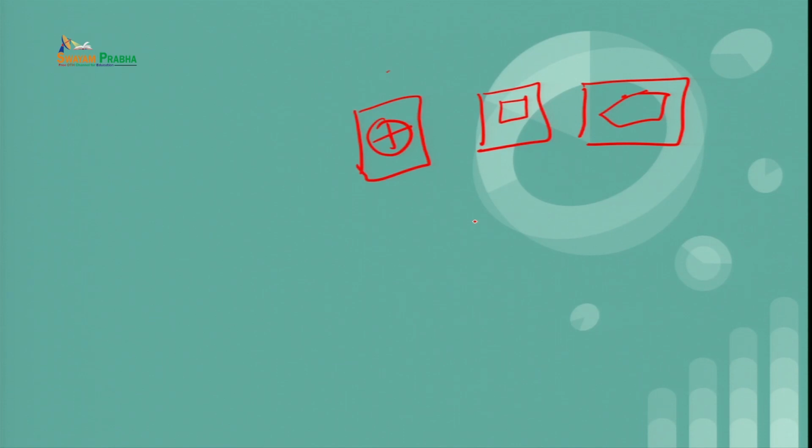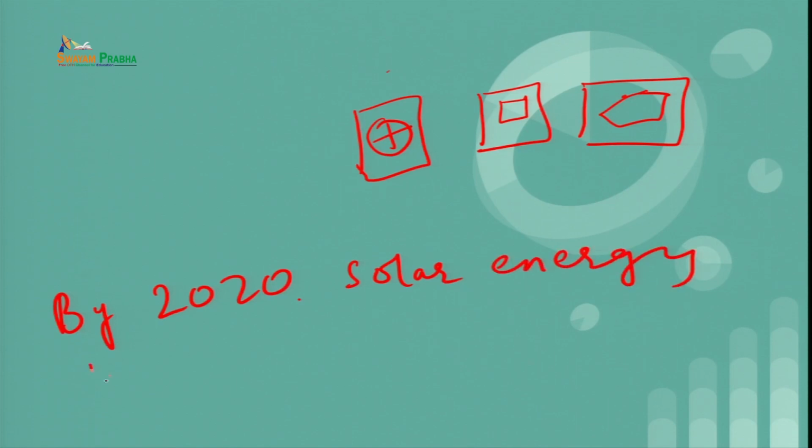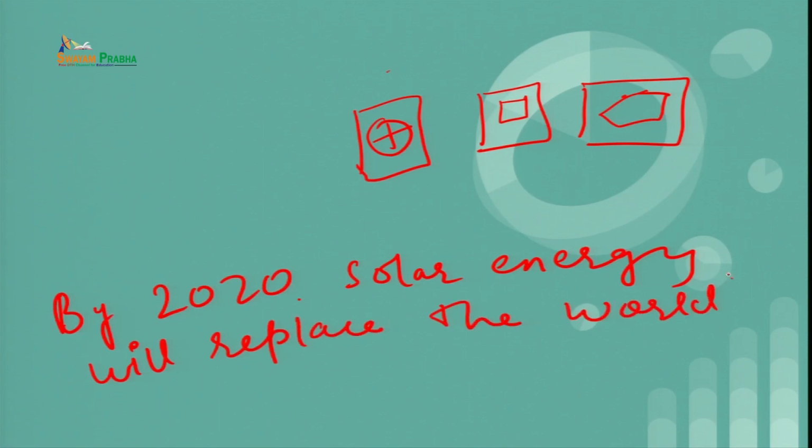Now in the next scenario, we see that the teacher reads a number of predictions. For example, there is a statement the teacher writes on the blackboard, and I'm writing over here in the slide, and it says that by 2020, solar energy will replace the world's reliance on fossil fuels.